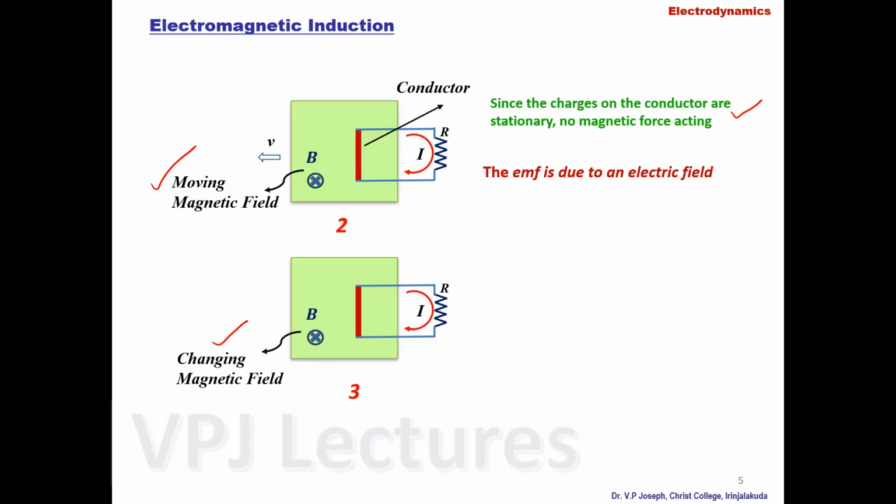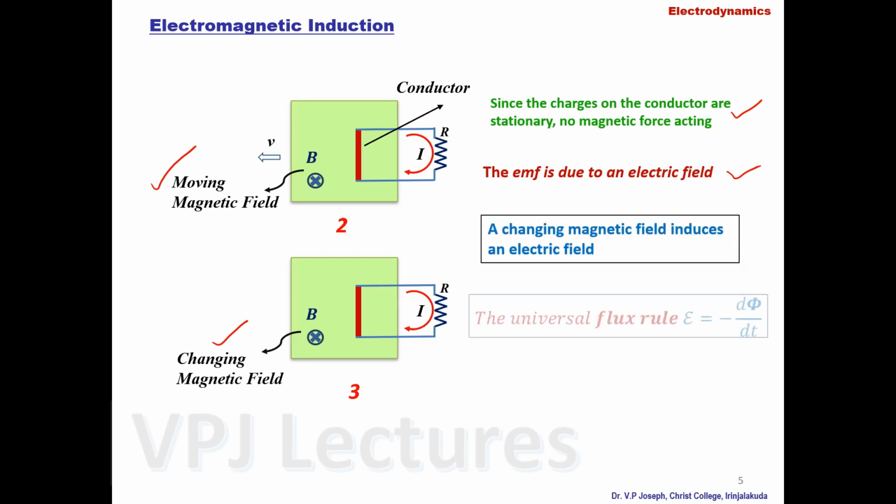So we can say that it is due to electric nature. For the first case, the origin is magnetic, whereas here the EMF is based on electric. So the induced EMF is due to an electric field, and Faraday concluded that a changing magnetic field induces an electric field. So that was the conclusion: a changing magnetic field induces an electric field.